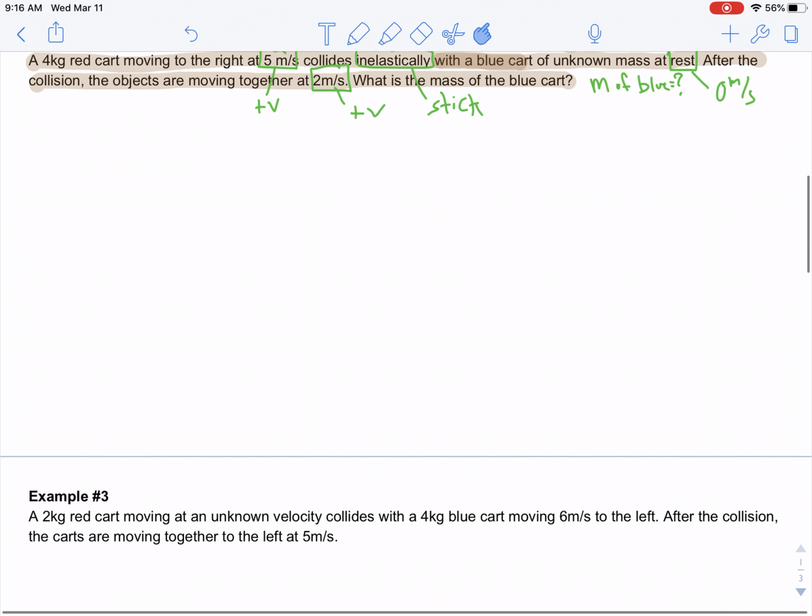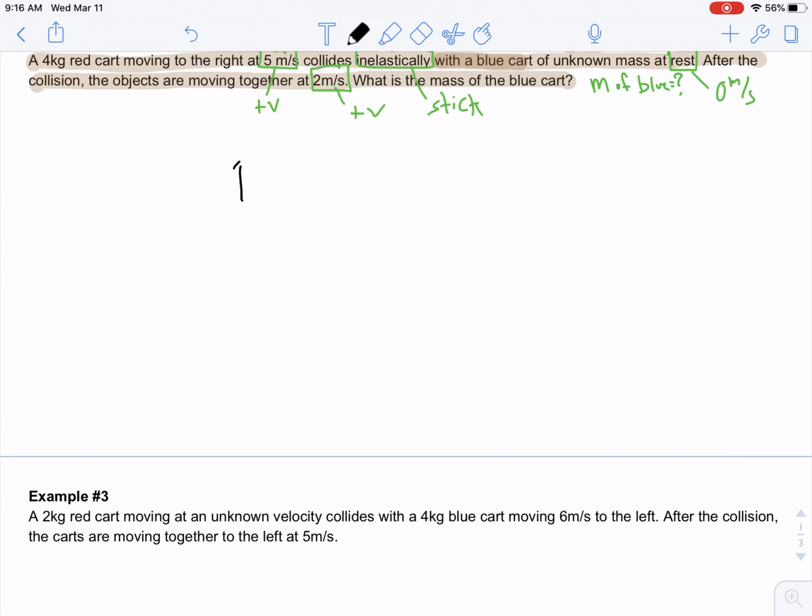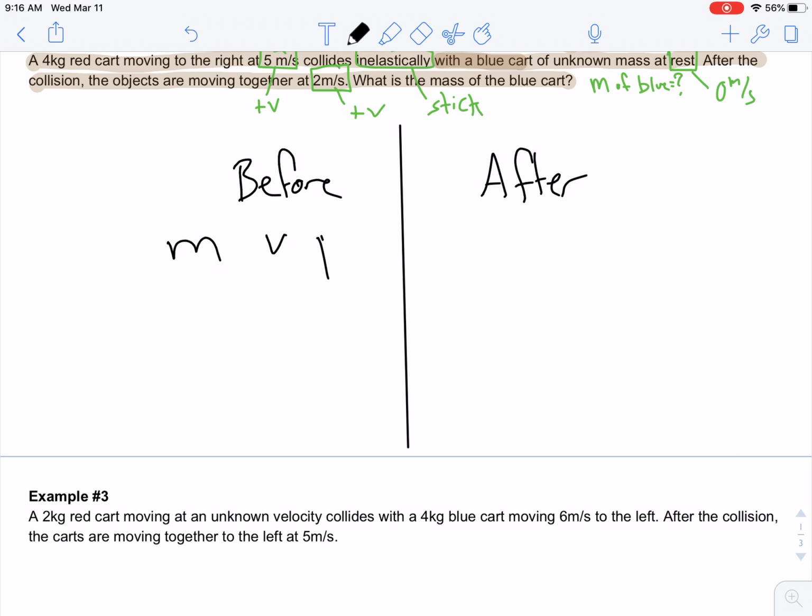Okay, step 1, we got to draw our MVP chart. It's an inelastic collision, so we can do the same thing that we always do. Before, after, I draw a line. MVP, MVP, and then our total, P total.